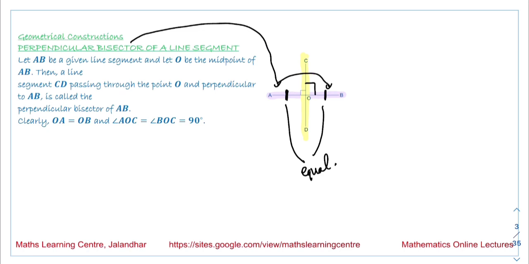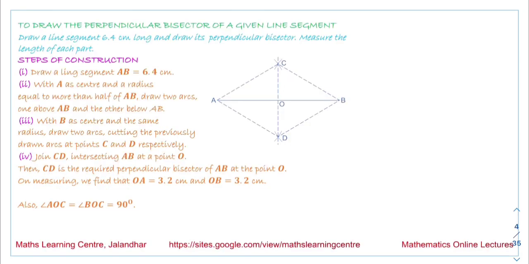Now the first construction that we have to do is to draw a line segment of length 6.4 centimeters, draw its perpendicular bisector, and then measure the length of each part. So to do this, we have drawn the line AB. This line AB is of length 6.4 centimeters.